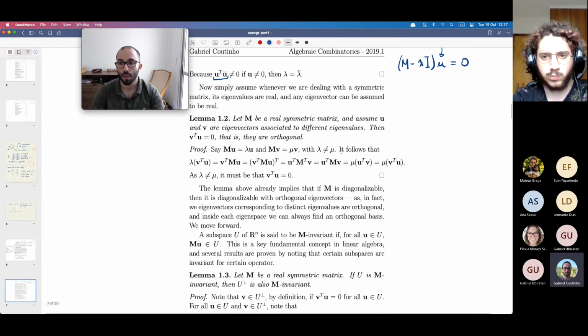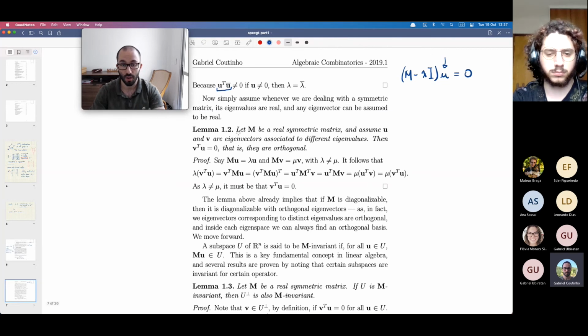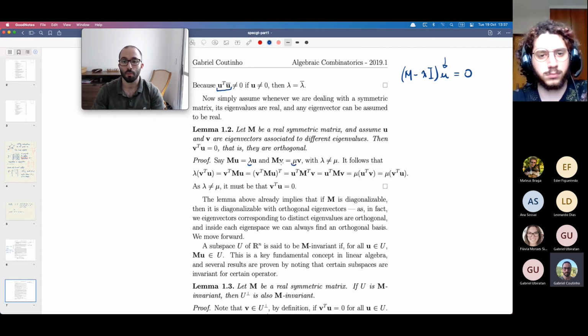let's keep moving. M is a real symmetric matrix, and u and v are eigenvectors associated to different eigenvalues, then they are orthogonal. So I'm now assuming that I have two different eigenvalues, say lambda and mu, and for each of these eigenvalues I picked an eigenvector, u and v, assuming these are real eigenvectors, okay? Lambda is different than mu, so I am going to write this chain of equalities, which again only follows from the hypothesis that M is real and symmetric.